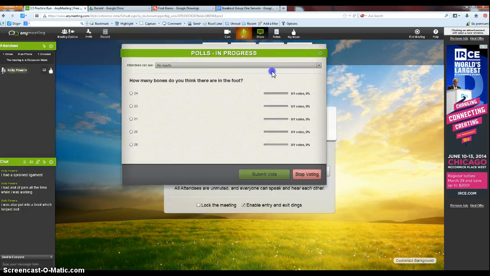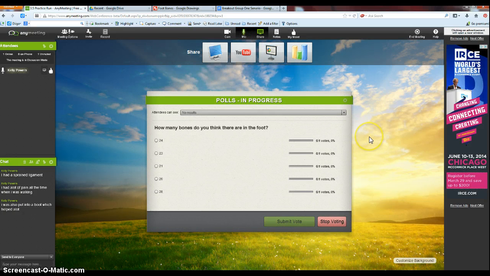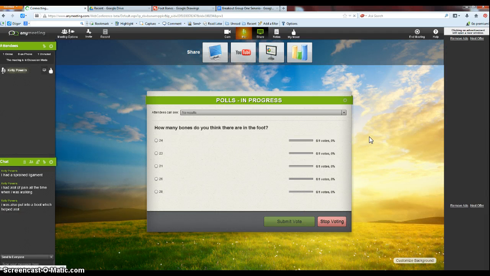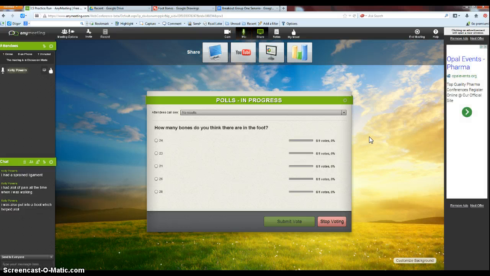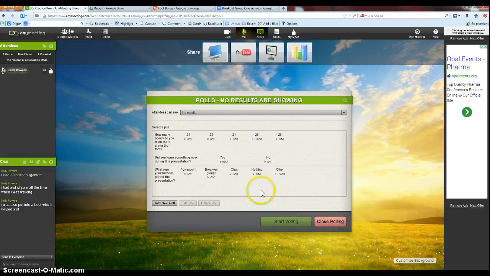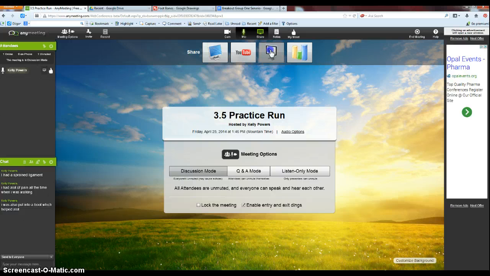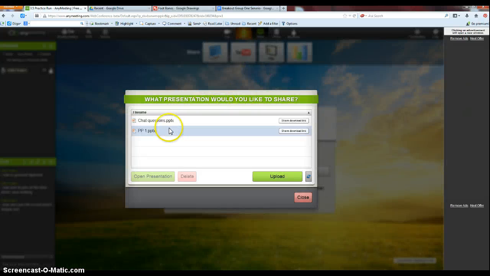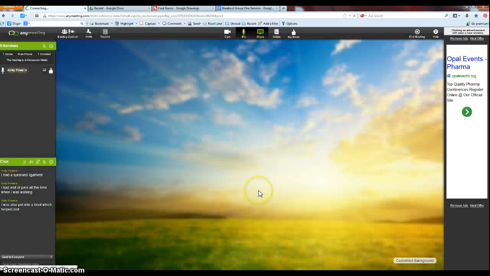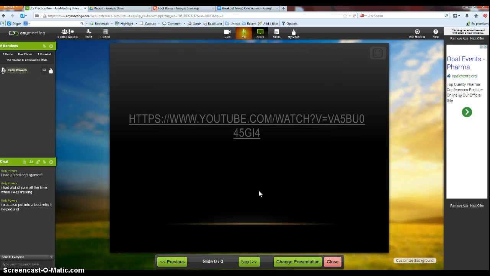This poll that everyone will see is asking, how many bones do you think are in the foot? Let's take a vote on this, see what you think, and then when we get into the PowerPoint, we'll retake it and see if anyone changes their answer. Okay, it looks like everyone has put in their answer to that poll. Next, we are going to start with the PowerPoint presentation.